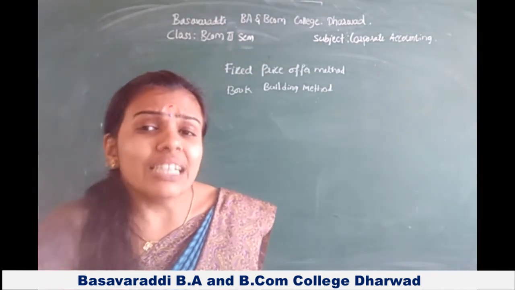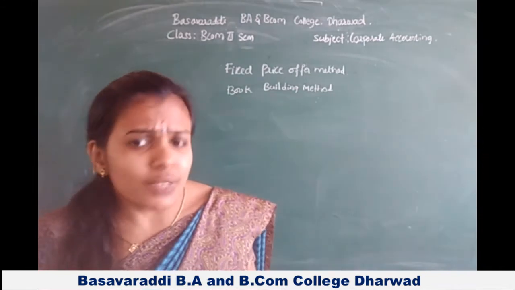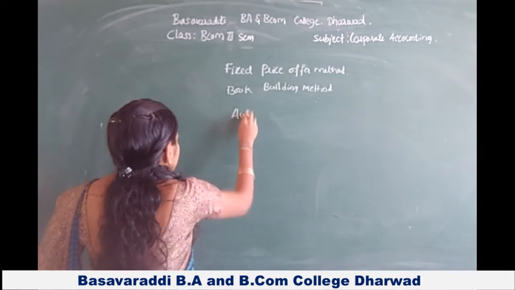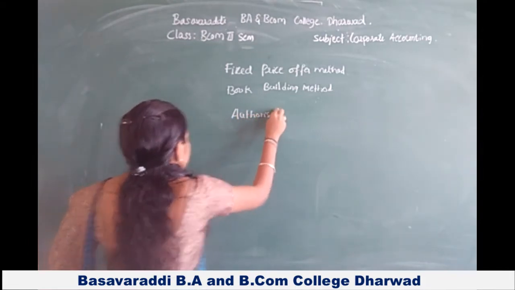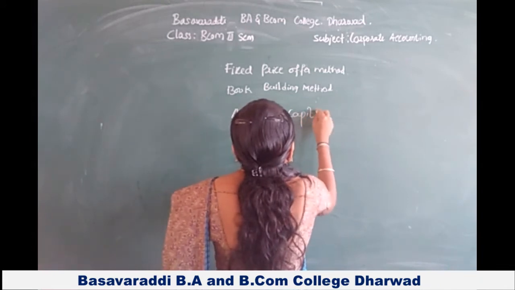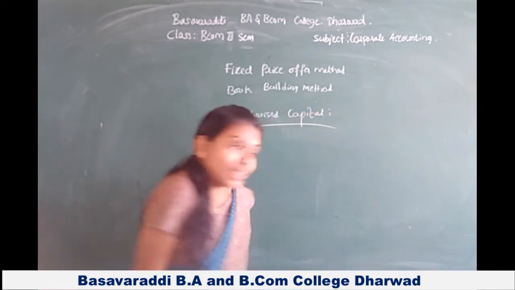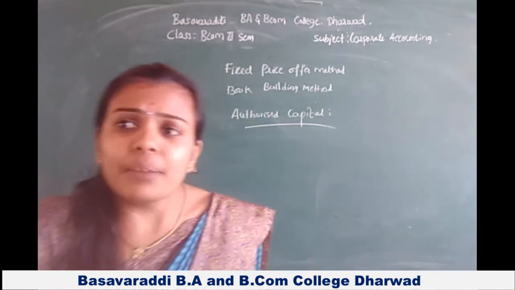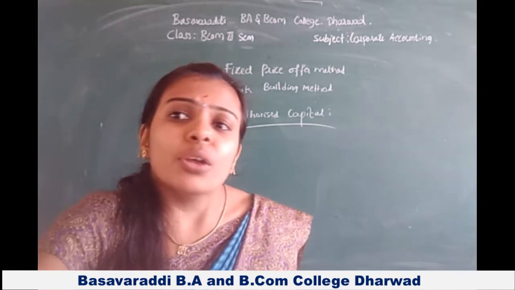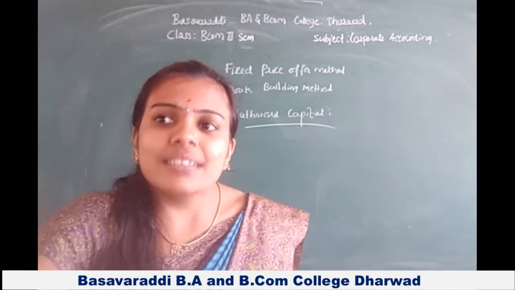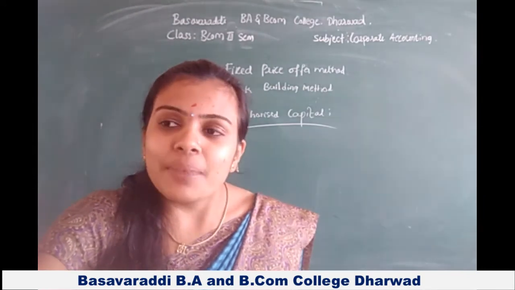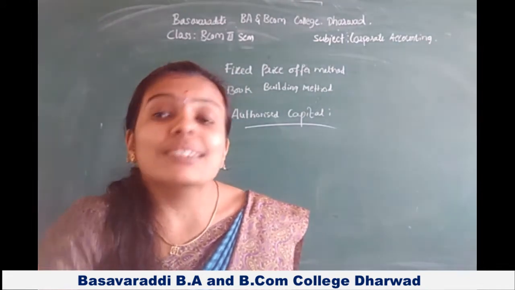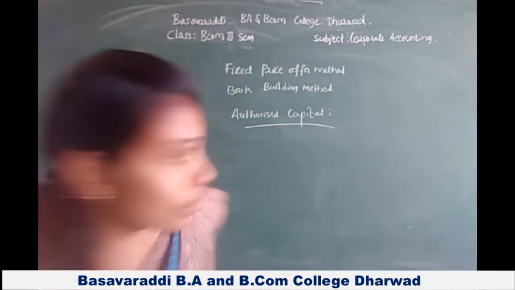Now what are the divisions of a share capital? First one is the authorized capital. What do you mean by authorized capital? Authorized capital is the maximum amount which the company can raise in its lifetime. This is mentioned in the memorandum of association of the company. It is also called registered capital or the nominal capital.